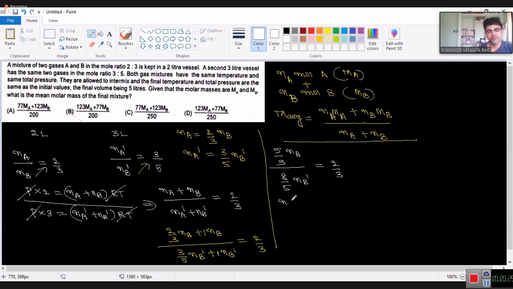So you may simplify. Just a second. 5 Nb by 3 into 5 by 8 Nb dash is equal to 2 by 3. You can cancel 3 here. That's it, I think nothing more cancels. So we have the ratio Nb by Nb dash is equal to 2 into 8 by 5 into 5.